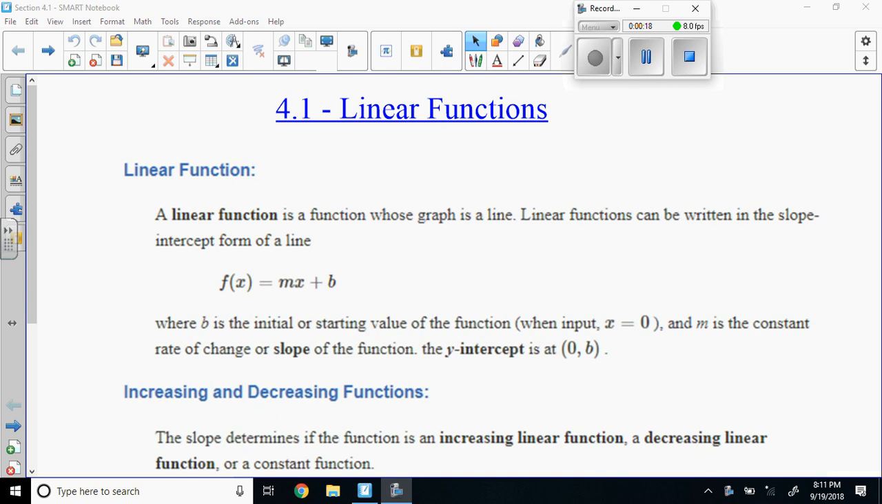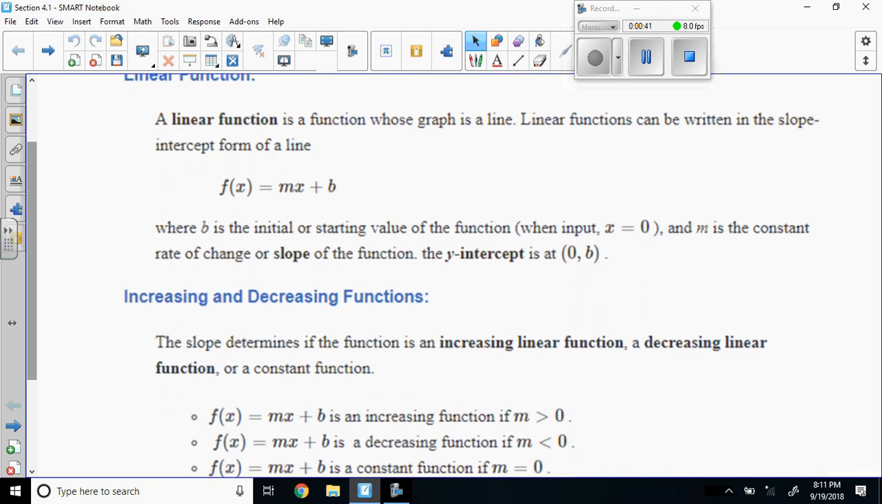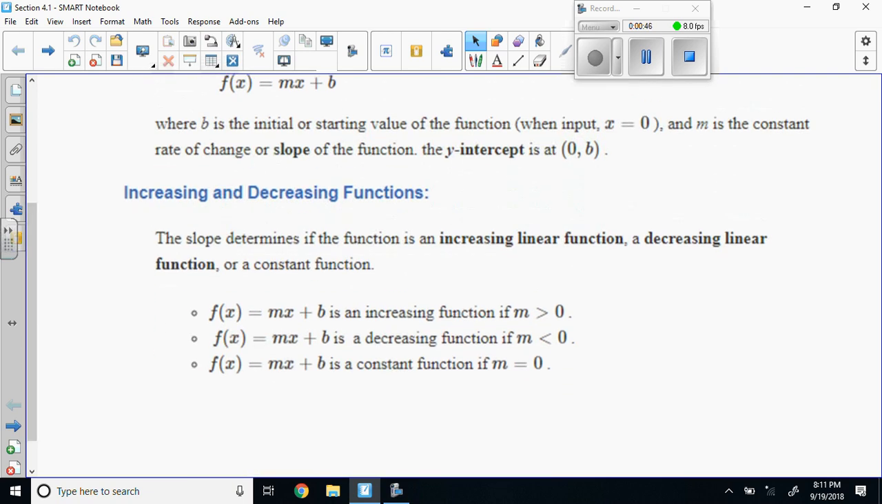Now, always remember f of x is the same as what? y. Good. m is the slope. b is the y-intercept, right? The y-intercept is where the line crosses or touches the x-axis. Not x-axis, y-axis. I got to slow down my brain. The y-axis.